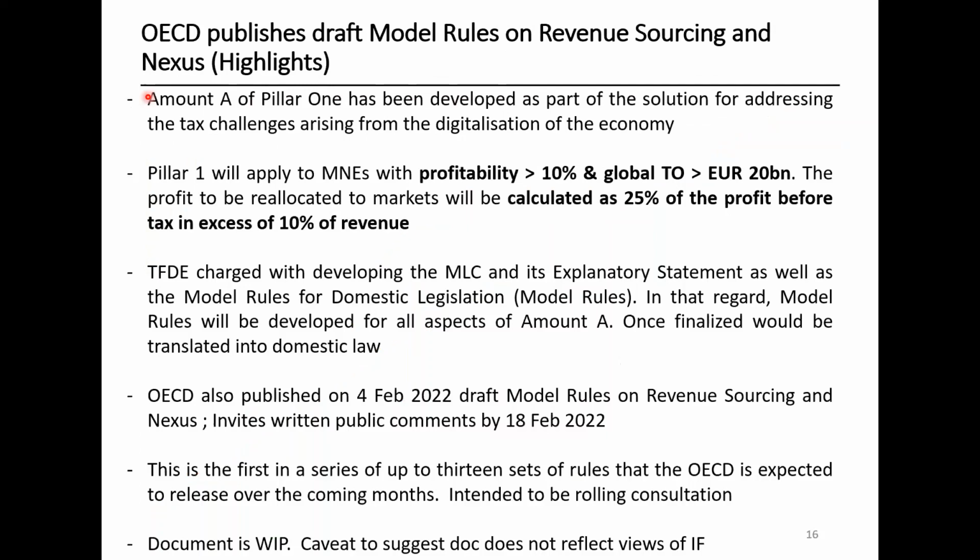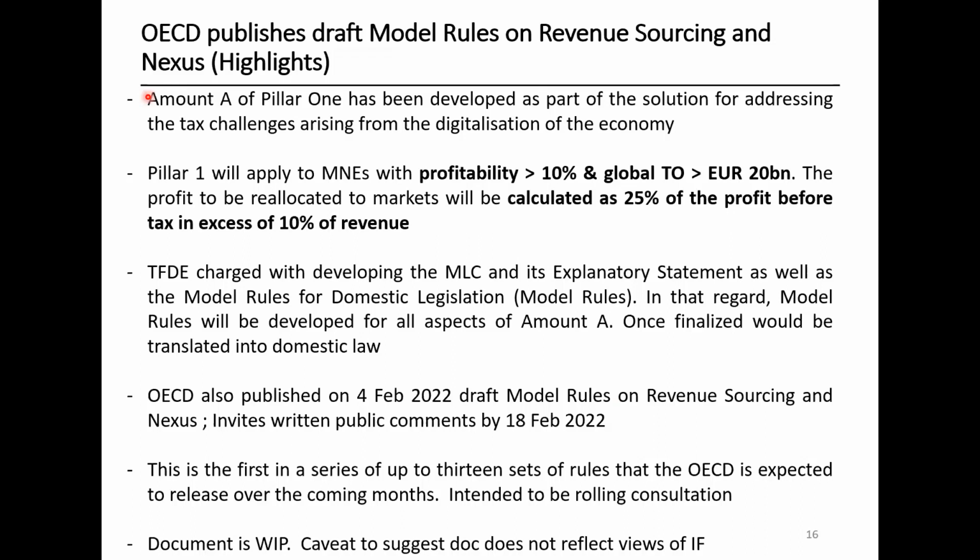The OECD has published 2 draft rules as regards the first pillar. As you are all aware, Pillar 1 is intended to be developed as part of a solution for addressing tax challenges from the digitization of the economy. Pillar 1 would apply to certain MNEs which have a high level of profitability. There are certain qualification conditions on when these would apply. Safe to say that these are for large multinationals.